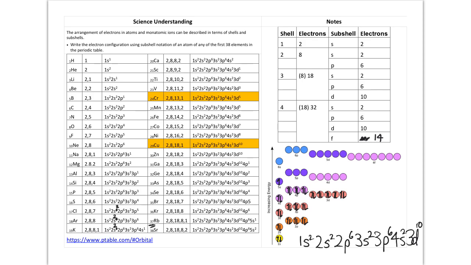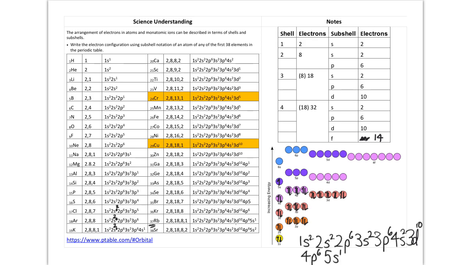Oh, I don't like going over a line with these, but I'm going to have to. So we've got 3d10, 4p6, 5s1. So that's how we do the subshell, and that's one of the hardest examples that we can do. Rubidium, 1s2, 2s2, 2p6, 3s2, 3p6, 4s2, 3d10, 4p6, 5s1. So hopefully they're the same.